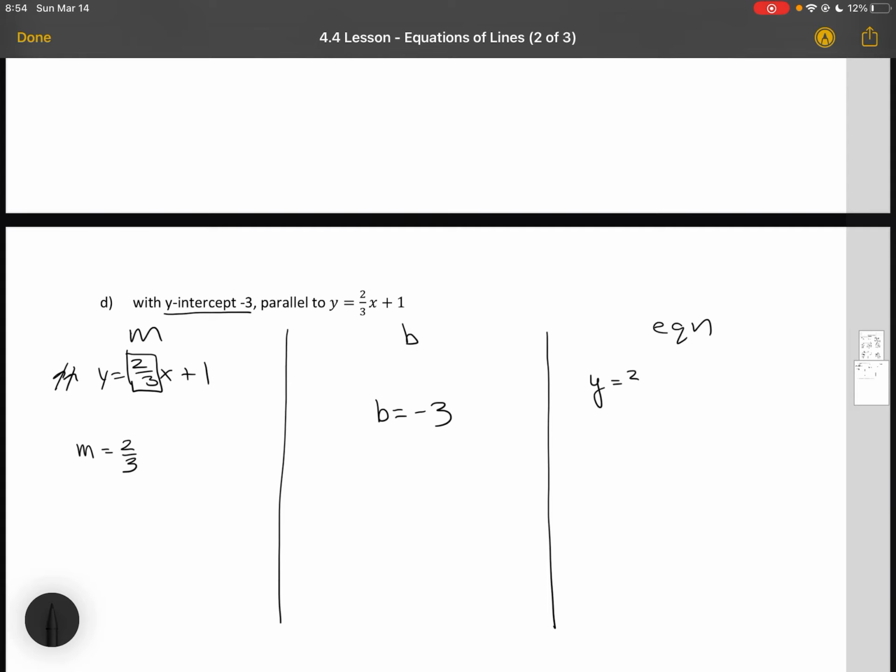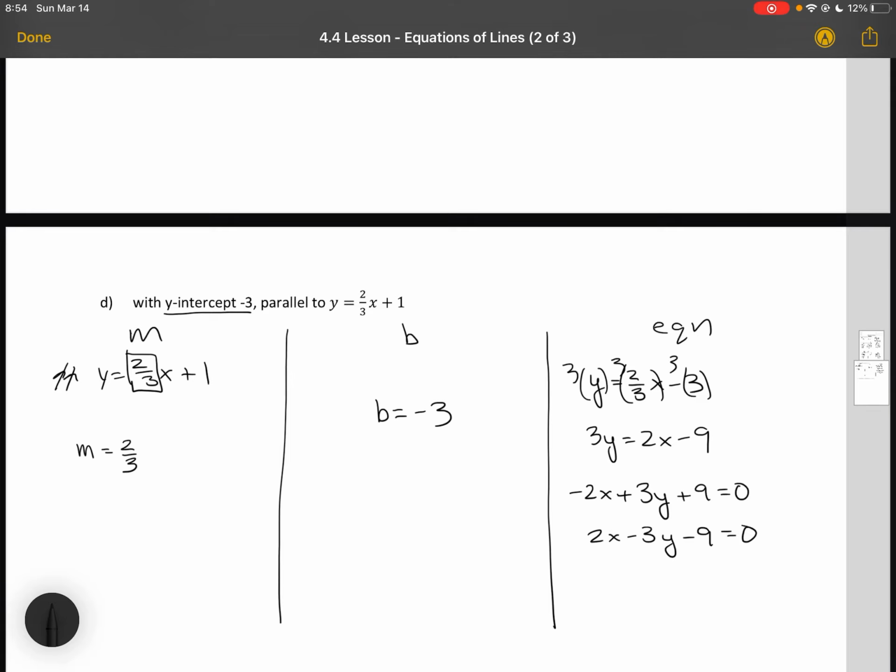Now that I have those two pieces, I can write my equation, multiply by 3 to clear the fraction, move everything over onto the left-hand side of the equal sign, and then multiply through by -1 to make sure that the a value is positive.